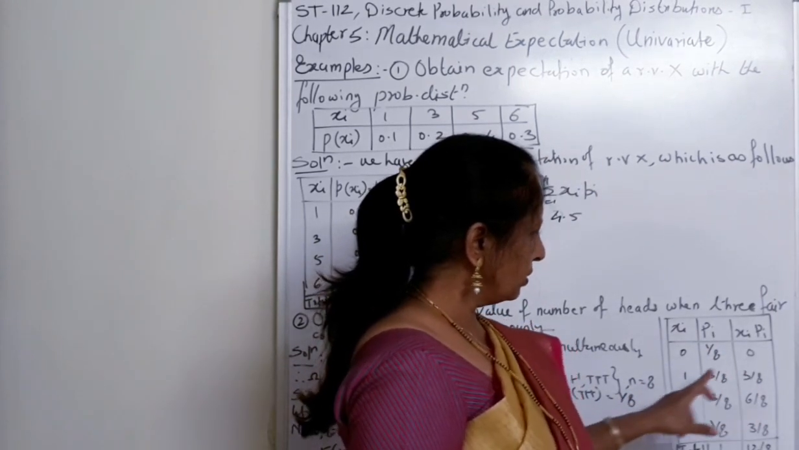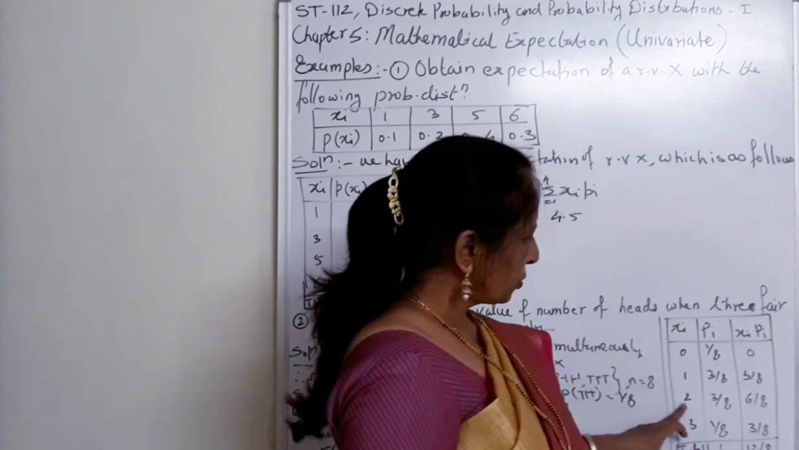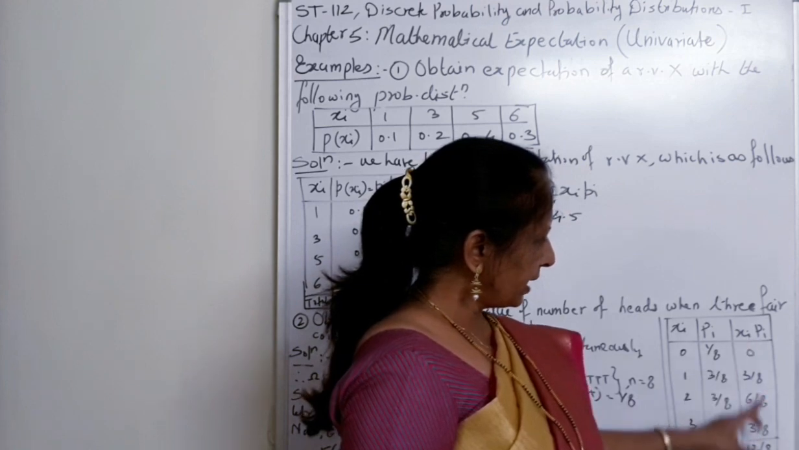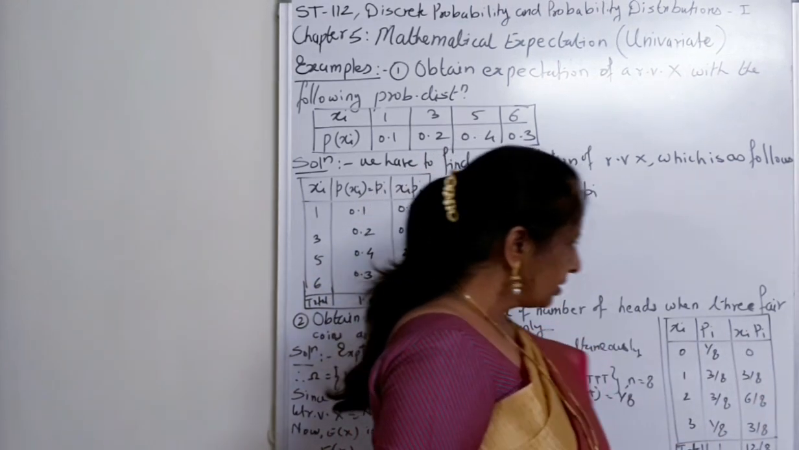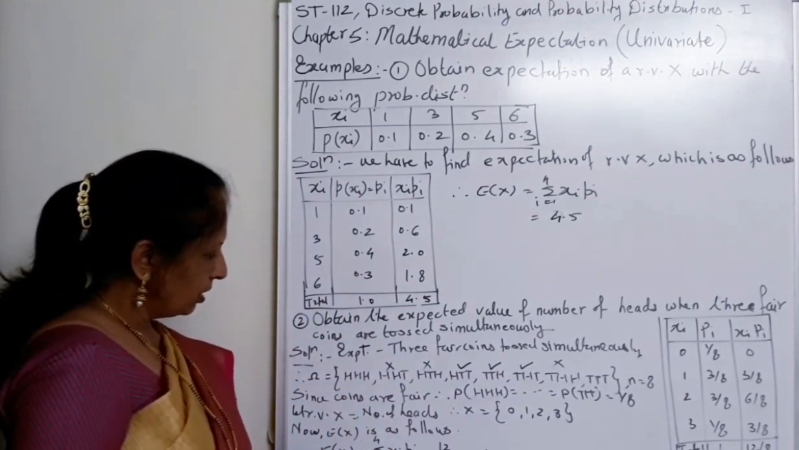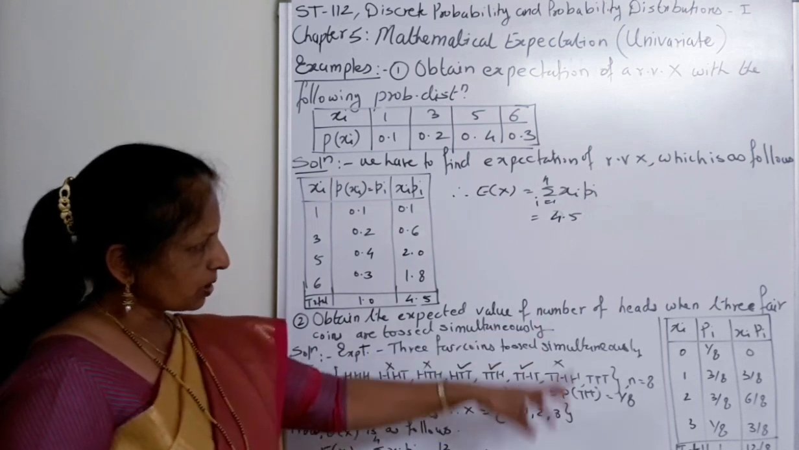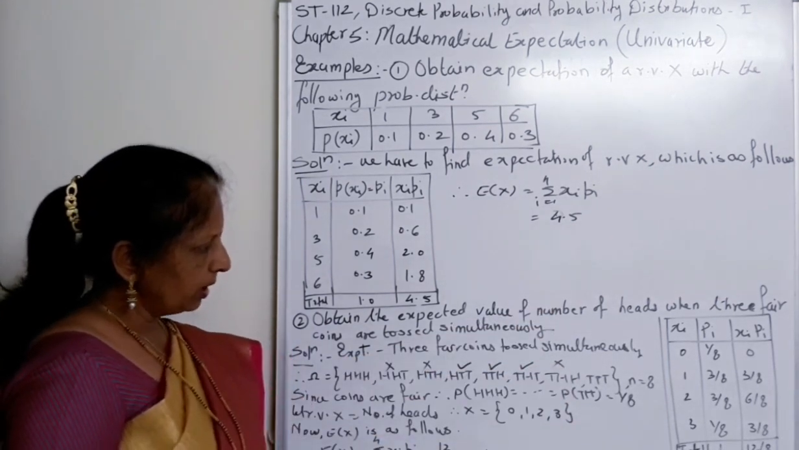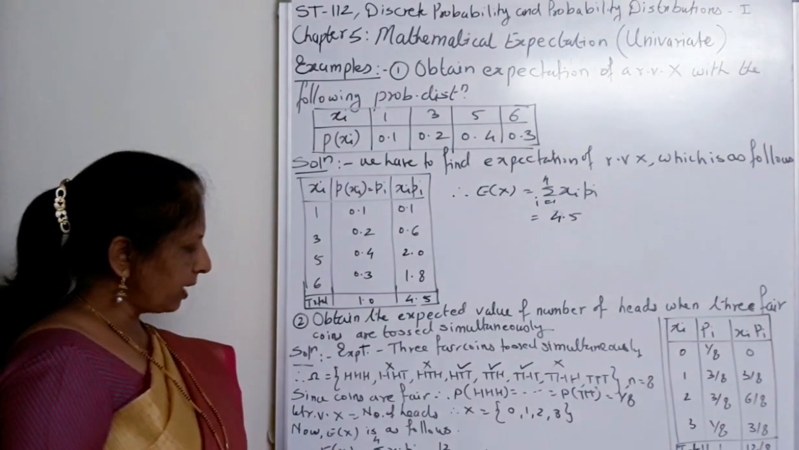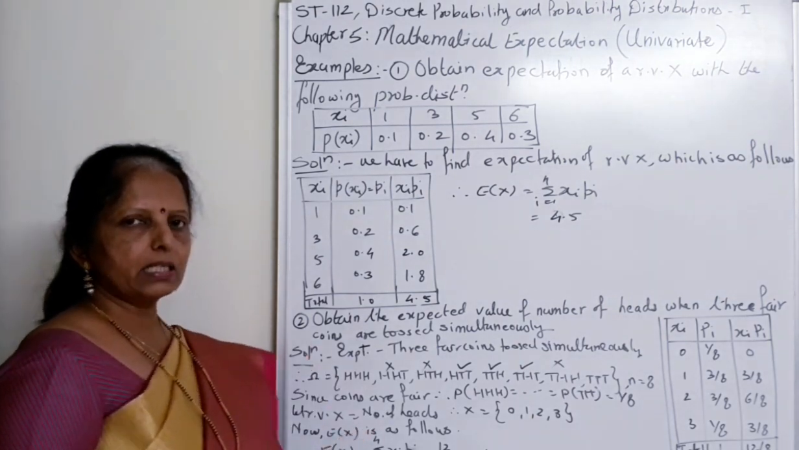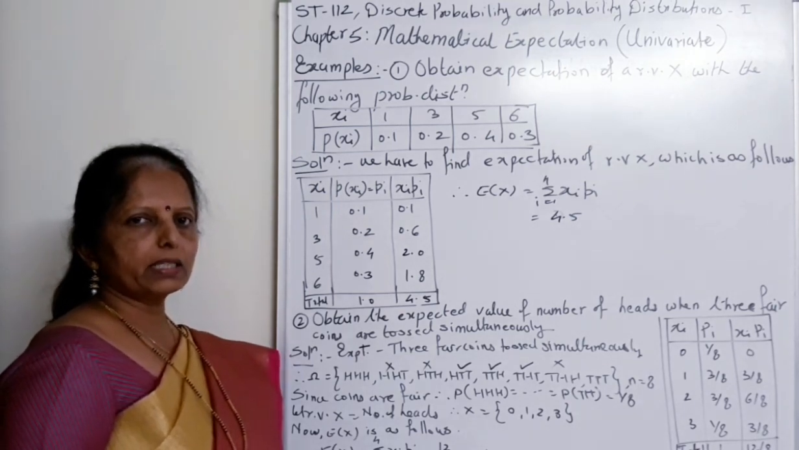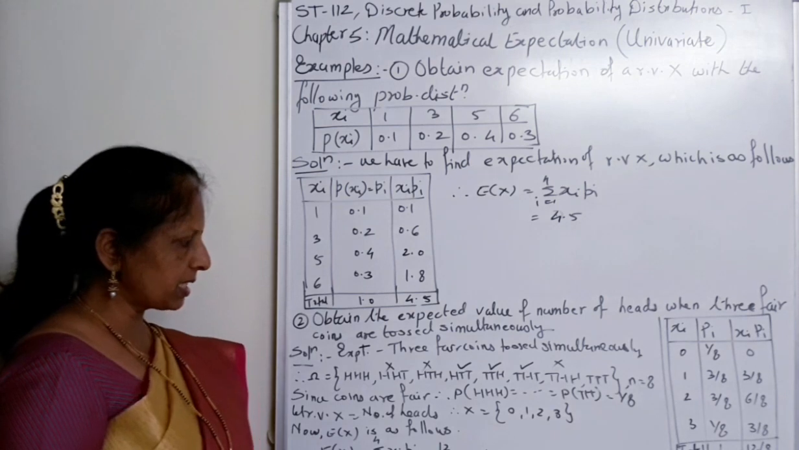0 into 1 by 8, 0. 1 into 3 by 8, 3 by 8. 2 into 3 by 8, that is 6 by 8. 3 into 1 by 8, that is 3 by 8. And the addition of this column is 12 by 8. So our expectation of x, or expected value of x, is equal to summation xi pi. That means the total of that last column, and that is 12 by 8, which means 1.5. So the expected value of the random variable x in this example is 1.5, or expectation of x is 1.5, or mean of x is 1.5. In any way we can say.